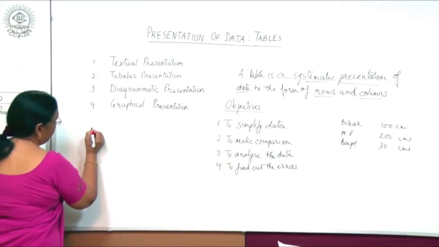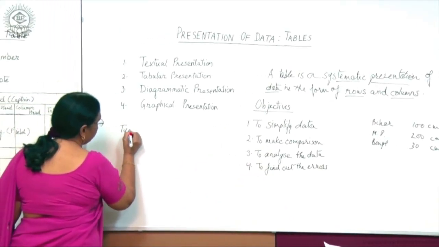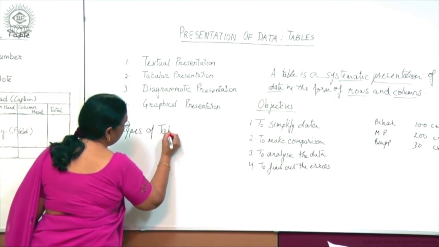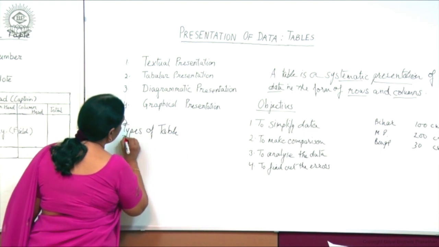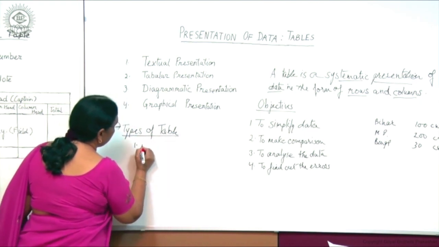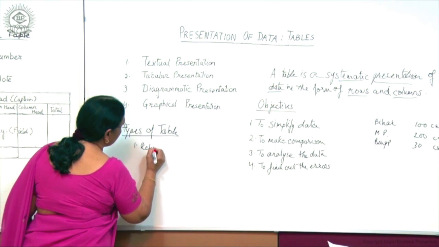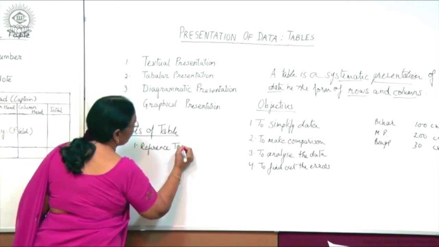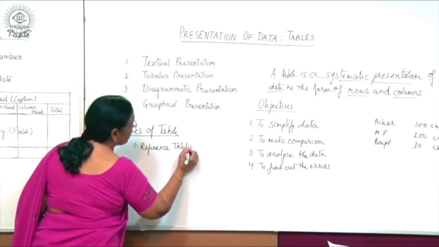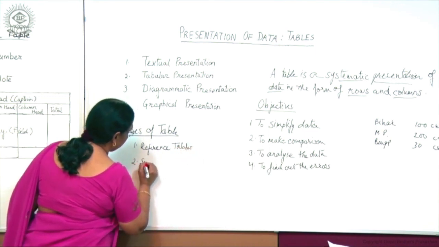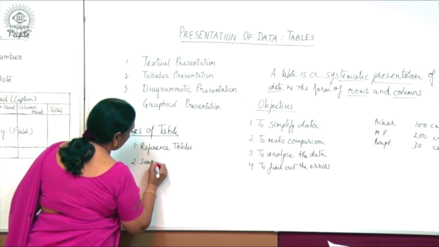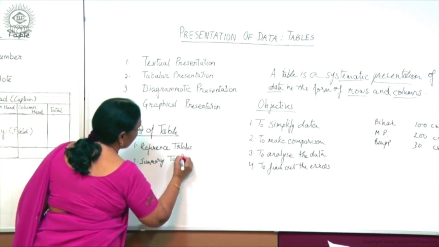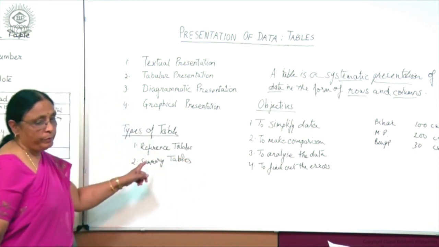How the table is made, another thing we will take in detail, that is types of tables. Another term, these are two types: reference tables and second is summary tables. Now, what do you mean by these two types of tables?